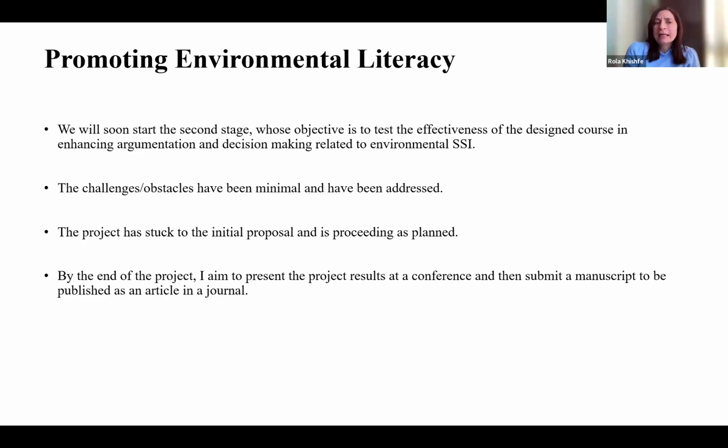The challenges and the obstacles related to this project have been minimal, and they have been addressed. And we stuck to the initial proposal, and it's proceeding as was planned. And by the end of this project, I aim to present more of the project results at a conference, and then submit a manuscript to be published as an article in a journal.